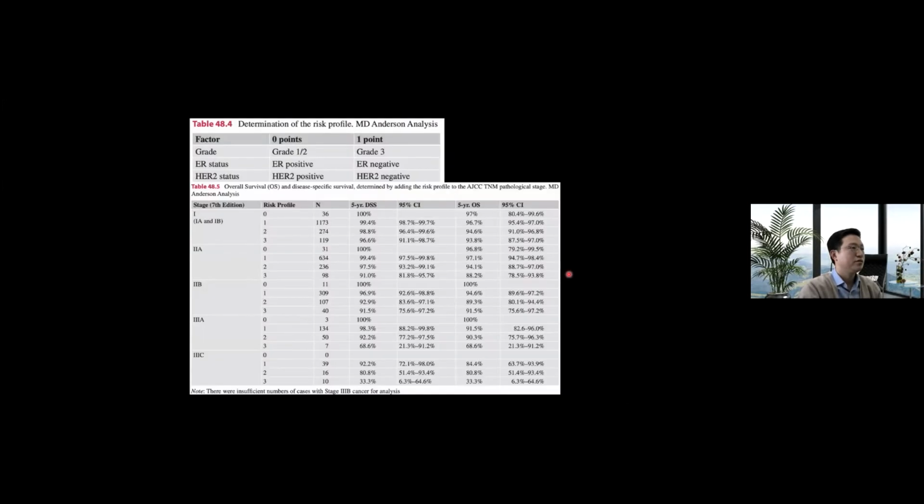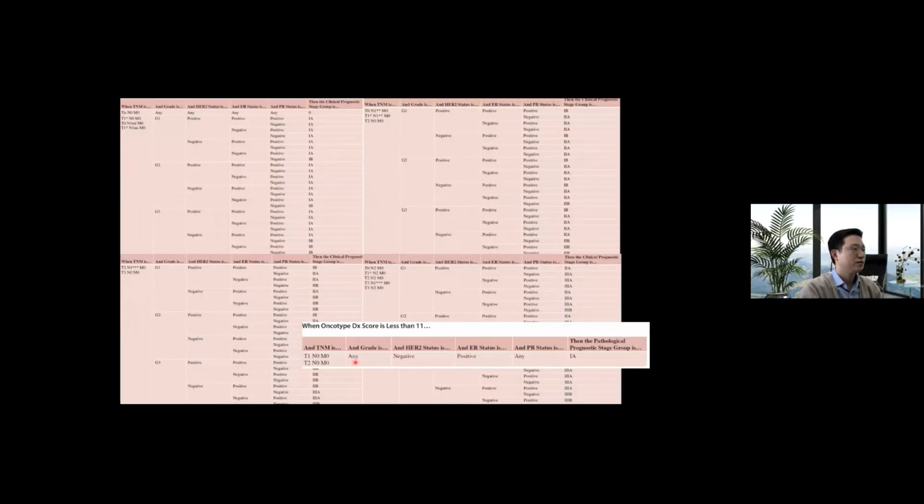But if this condition holds and the Oncotype DX score is less than 11, then the patient has a very good prognosis. So the stage is downstaged in this subset of patients.